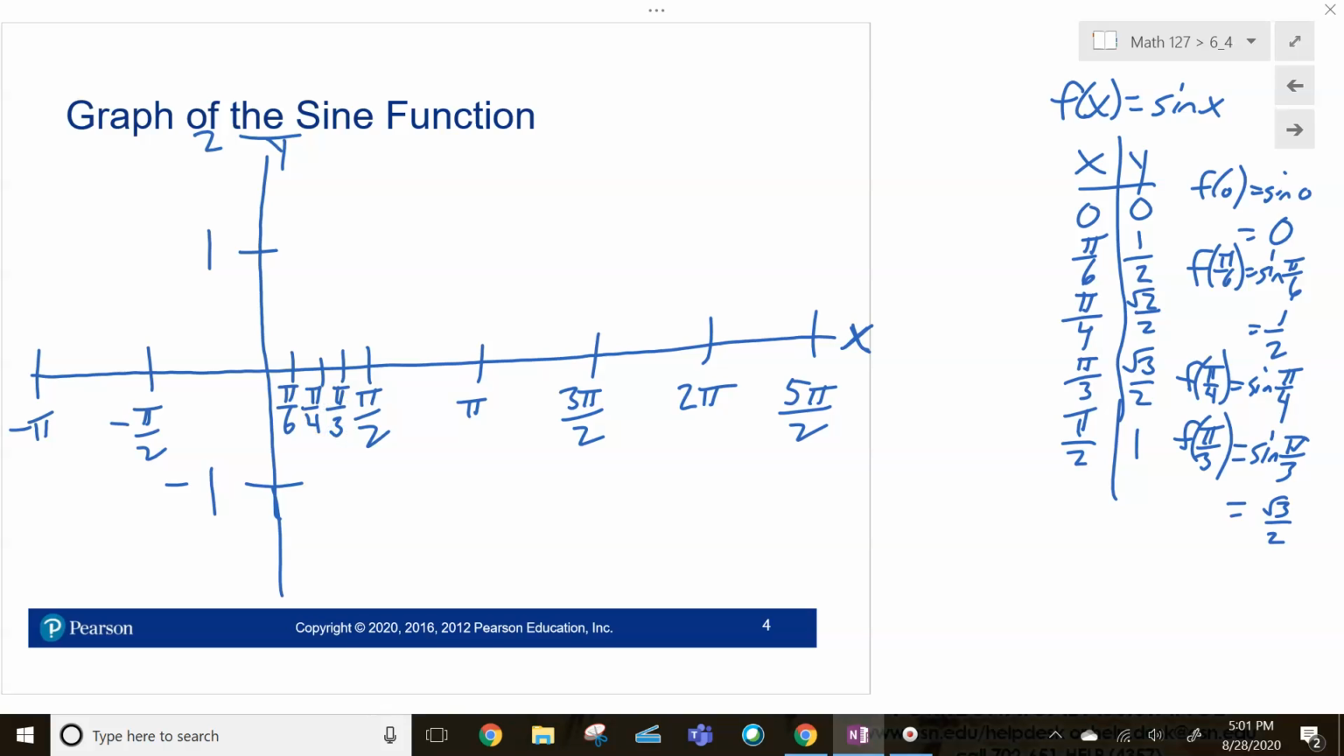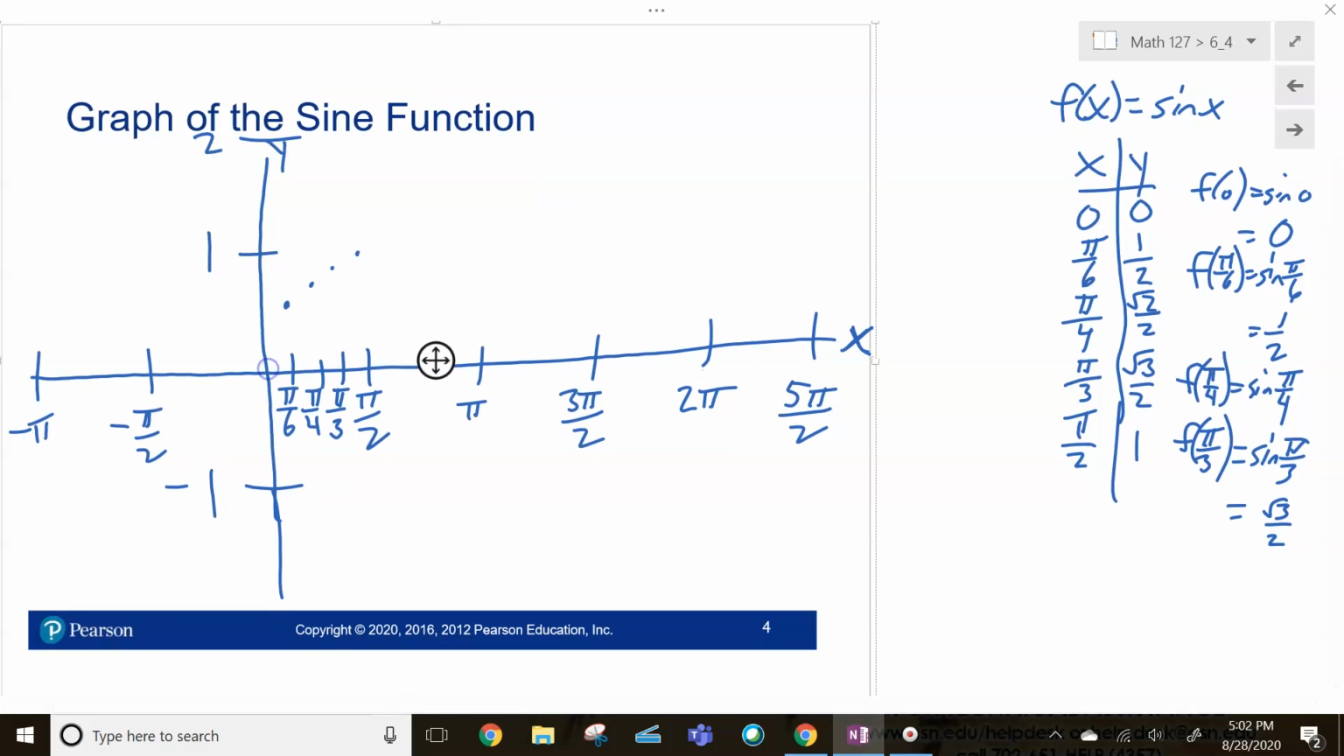So at pi sixths, we're at a half, so pi sixths comma a half. Pi fourths is root 2 over 2. If you punch in root 2 over 2, you get about 0.707 right there. And then punch in root 3 over 2, you get 0.866. And then finally pi halves comma 1 right there. And I forgot to put in my 0, 0 right there.